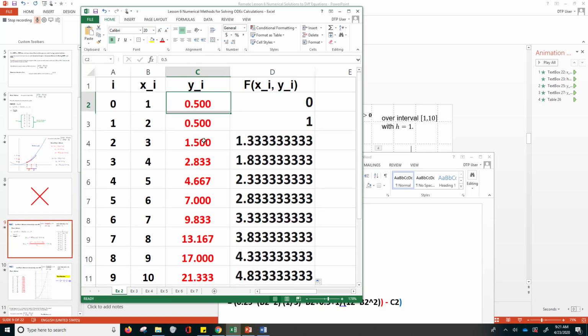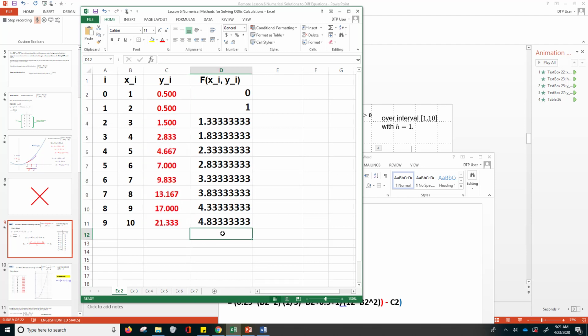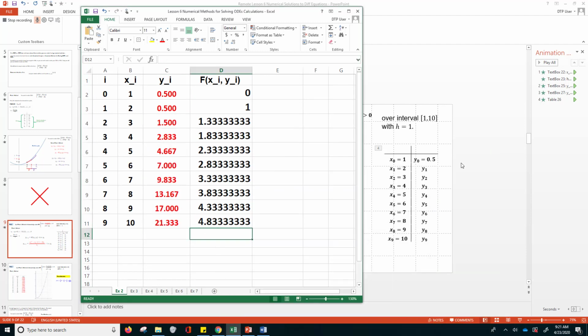All right. Here's my estimates. I used numerical analysis to estimate this. All right. So the question is, how close are we?